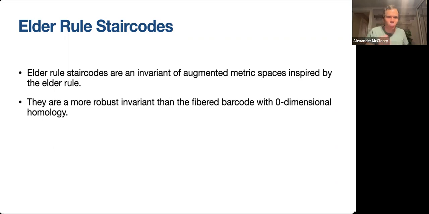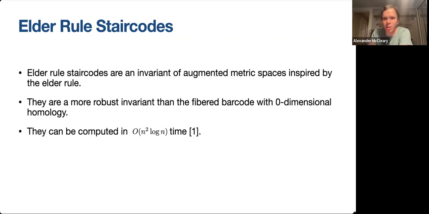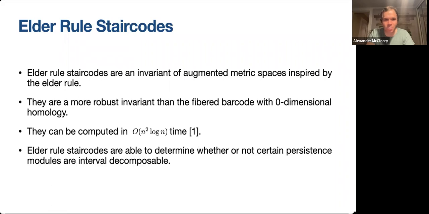But now, when we're in that setting of zero-dimensional homology and augmented metric spaces, this elder rule staircodes invariant captures more information. That's what I mean by more robust here. It captures more information than the hybrid barcode. And it's also much faster to compute. These can be computed in O of n squared log n time, where n is the number of simplices. So much faster to compute and captures more information. But the downside is that it's more specific.